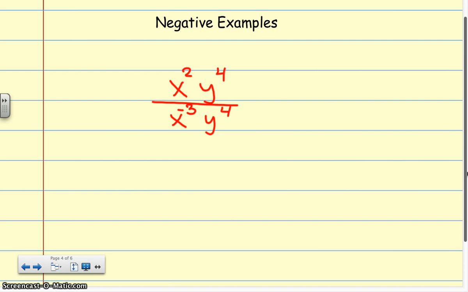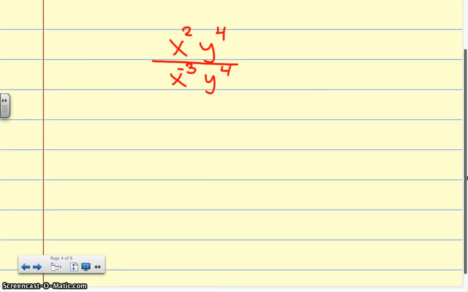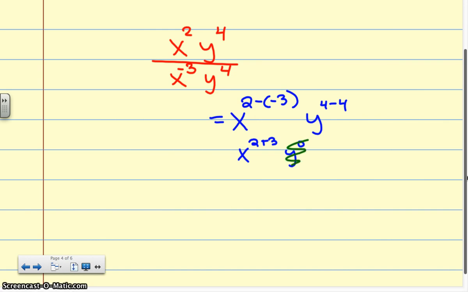Doing the same thing. Here's an example that a lot of students mess up on because they think that it's going to be a negative 1, this first x term, but it is not. This turns into x to the 2 minus a negative 3, y to the 4 minus 4. When you minus a negative, you're adding: x to the 2 plus 3, y to the 0. Y to the 0 cancels out, and you are left with x to the 5th all by its own. Okay? All right, we're going to do another example.